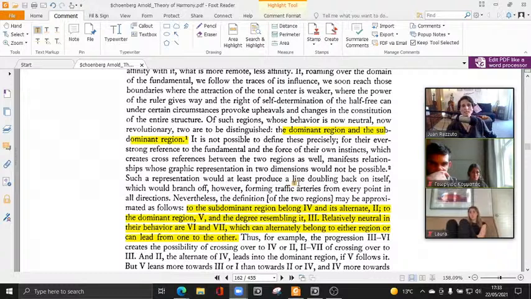When he says it is not possible to define these precisely, for their ever strong reference to the fundamental and the force of their own instincts, all the chords are related to the fundamental. What I understand of it is that they have a life of their own, but always refer to the fundamental tonic. And remember that we are building a system. Which creates cross references between the two regions as well, so dominant, subdominant. Yes, cross references.